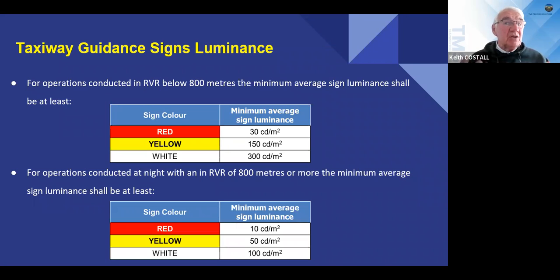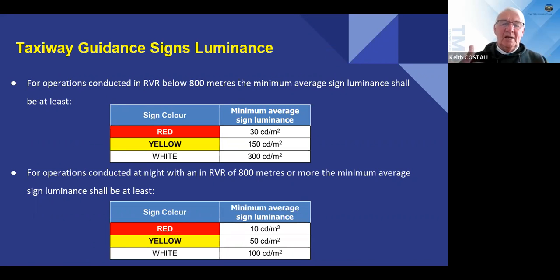With LEDs, of course, things have changed quite a lot. And so when we're looking at LEDs, has that changed in terms of the guidance signs? No. We have a white LED, but we still get our colors by having the fascia.